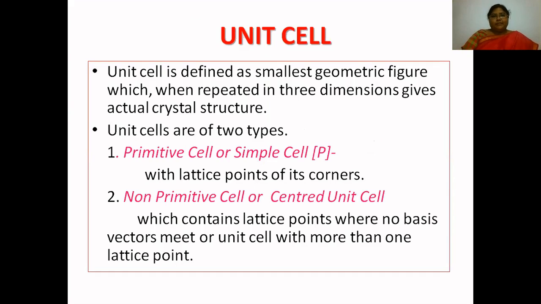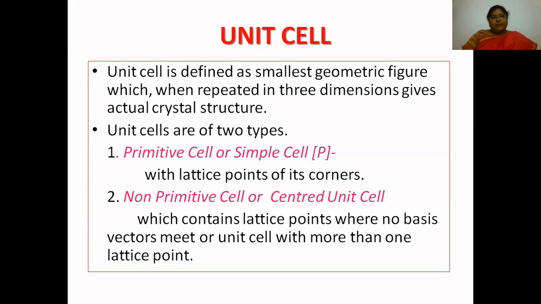Unit cell. A unit cell is defined as the smallest geometric figure which when repeated in three dimensions gives the actual crystal structure. Unit cells are of two types: primitive cell or simple cell, in which lattice points are at the corners only. A non-primitive cell, which is also called centered unit cell, contains lattice points where no basis vectors meet, or is a unit cell with more than one lattice point.